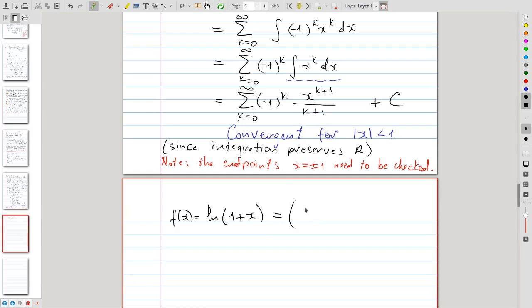So let L be k plus 1. Then this power series here becomes the sum from L equals 1 to infinity, right? Because when k is 0, here L is equal to 1. And then we have minus 1 to the power, say, L plus 1, times x to the L divided by L. And then plus a constant.